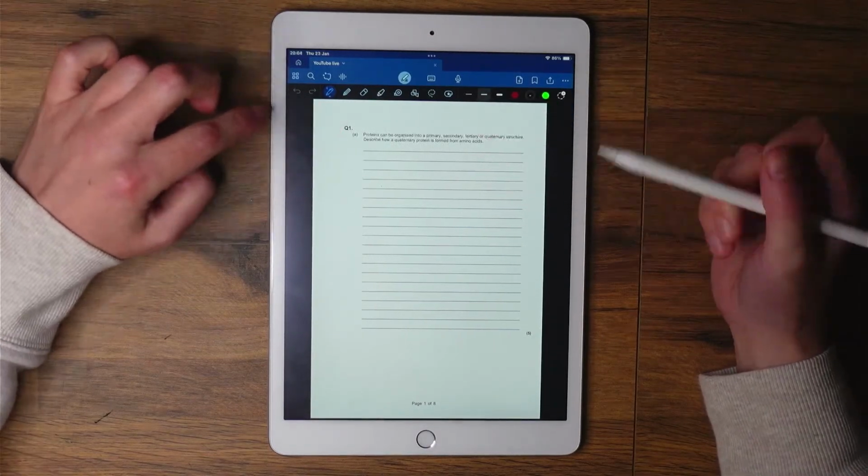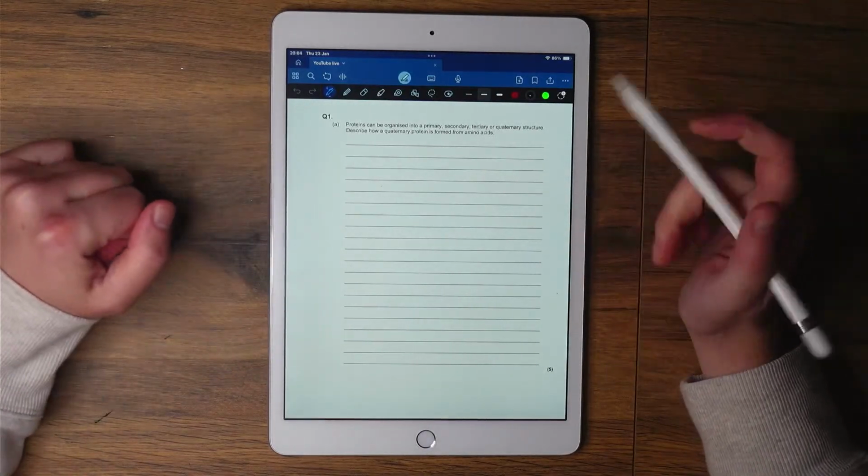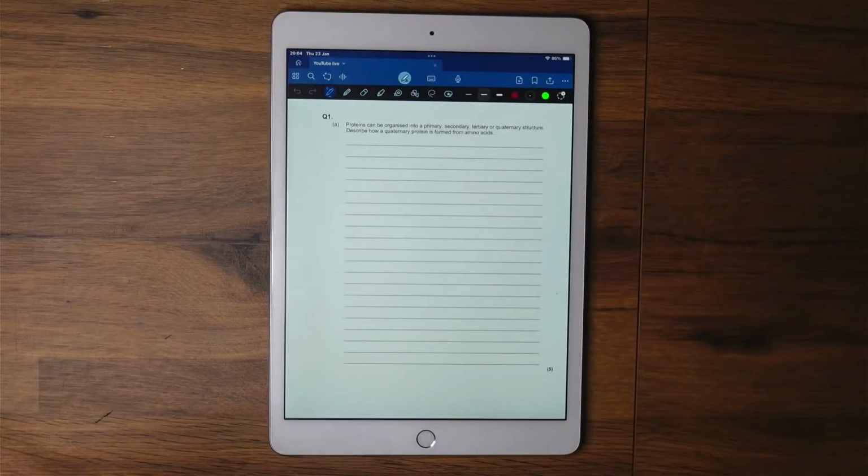I've got the first question here already. It's 5 marks. I'm going to zoom in a little bit, and we'll get started. So hopefully you can see, feel free to join in.